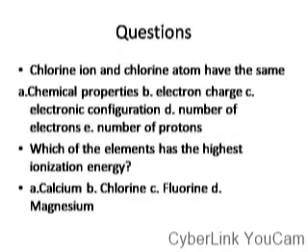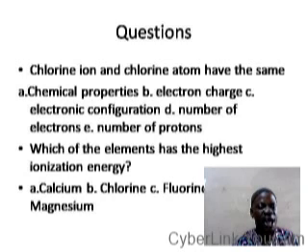Chlorine ion and chlorine atom have the same what? The question is trying to ask us what is similar between chlorine atom and chlorine ion. So, do they have the same chemical property? No. No ion of an atom has the same chemical property as the atom itself. Electron charge, no, because an atom does not have any charge, zero. The charge of an atom is zero. The charge of an ion is, in this case, -1. So they cannot have the same electron charge.